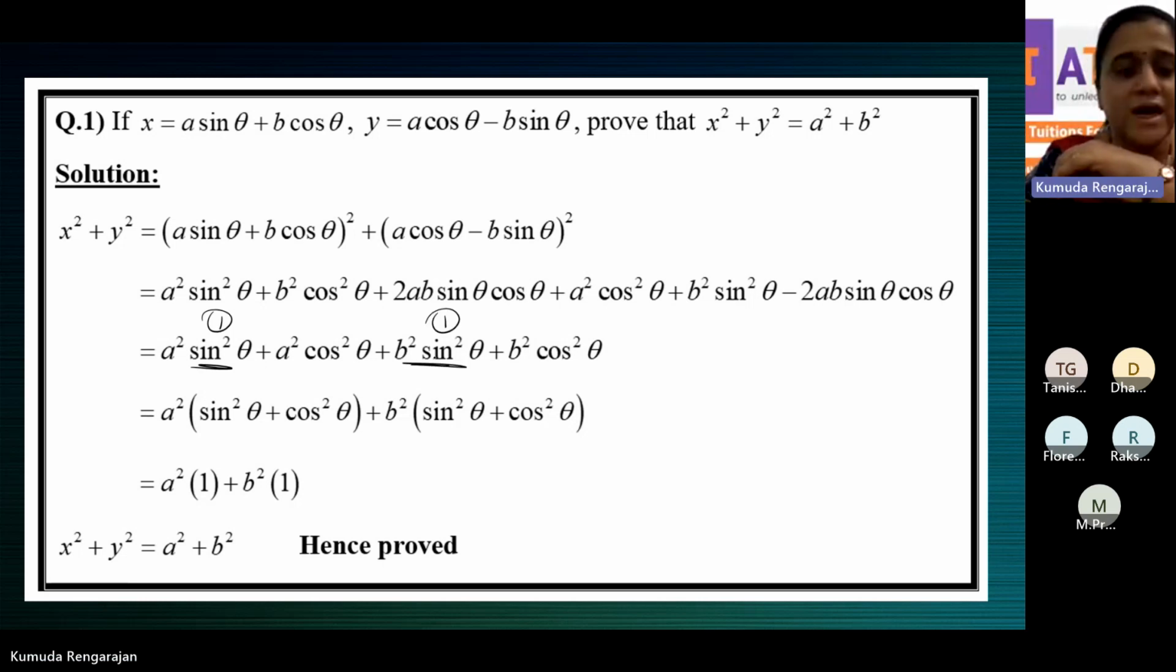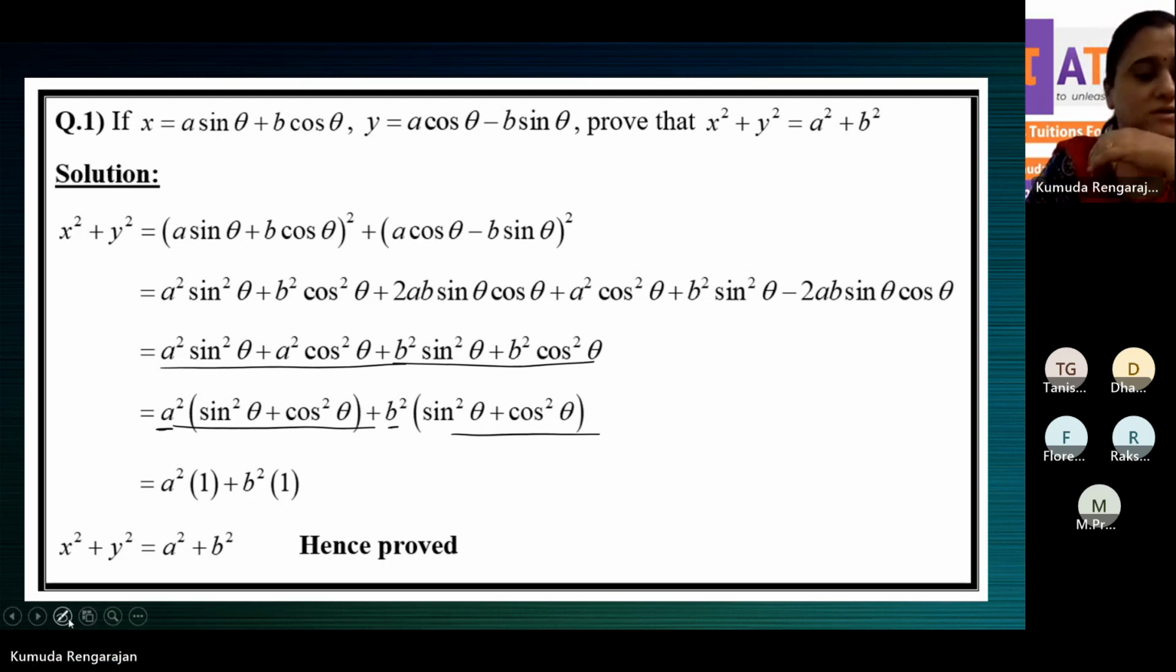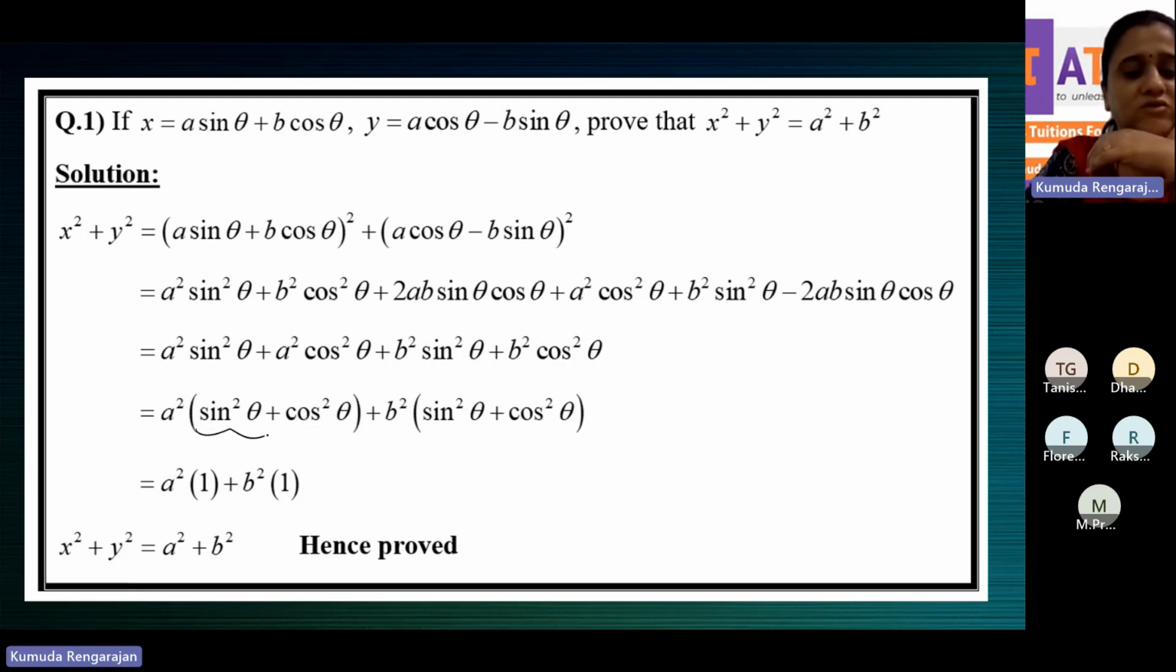This one also has sine square theta. You can group these two, and this one has cos square theta. So you can group this one and this one, take out sine square theta common and take out cos square theta common. That way also you will get the result. I have grouped these two terms because they have a square in common. And between these two, b square is common. You get this in the bracket. Then write out sine square theta plus cos square theta once.